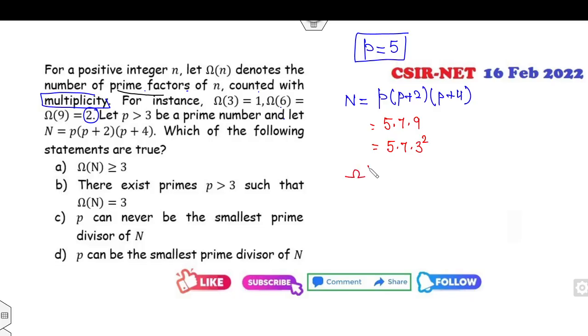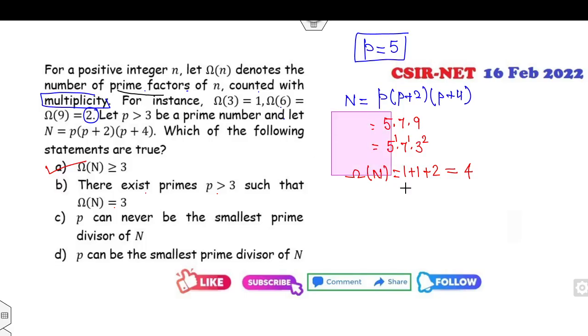So then what will be omega of N? It is 1, 1, plus 2. That will be 4. Fine. The first condition will be satisfied. Equality 3 is not satisfied, or yes, satisfied. There exists a prime P greater than 3 such that omega of N is equal to 3.